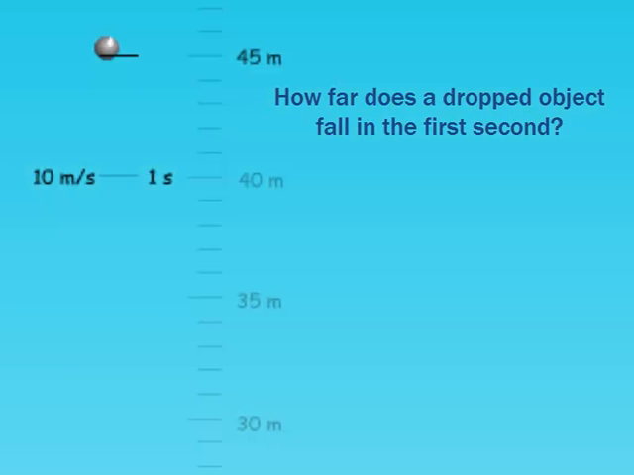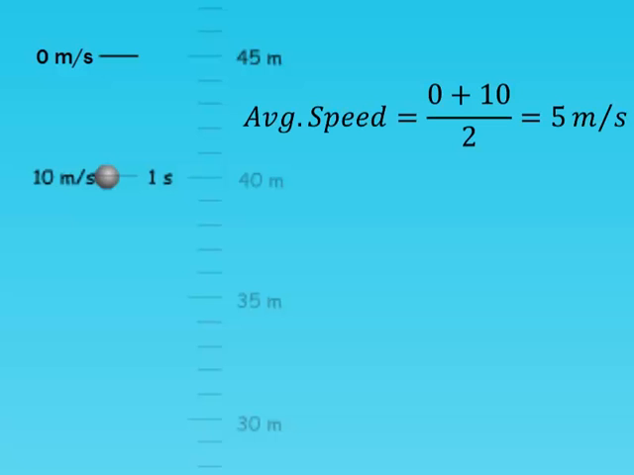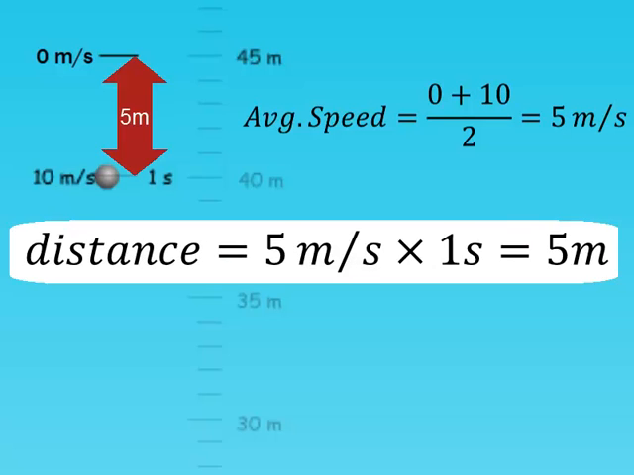How far does an object in free fall travel in the first second? At the end of the first second, the falling object has an instantaneous speed of 10 meters per second. The initial speed is 0 meters per second. The average speed is 5 meters per second. During the first second, the object has an average speed of 5 meters per second, so it falls a distance of 5 meters.